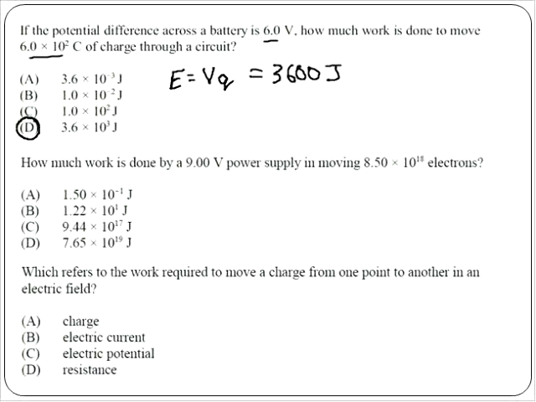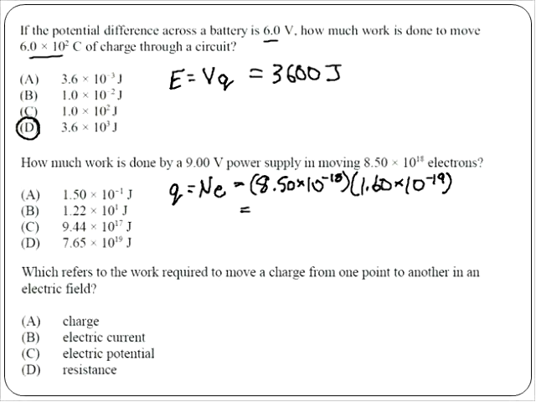Okay, the next one, how much work is done by this power supply, in other words, this voltage, 9.00 volts, moving this many electrons. So this one, there's an extra step. Remember this formula. If you want to find charge and you know the number of electrons, you can say Q equals N times E. In other words, 8.50 times 10 to the power of 18 multiplied by the charge on one electron, which is 1.60 times 10 to the negative 19. And the answer to that is 1.36 coulombs.